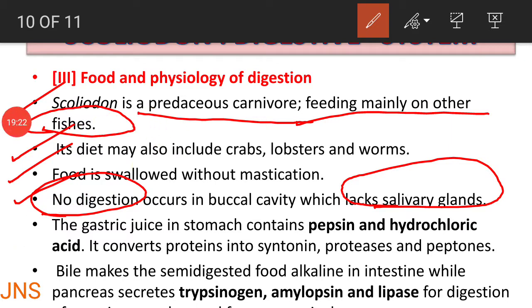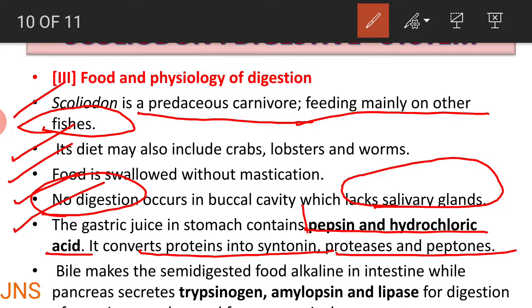The gastric juice in the stomach contains pepsin and hydrochloric acid, HCl. It converts proteins into proteoses and peptones. This can break down proteins into proteoses and peptones.